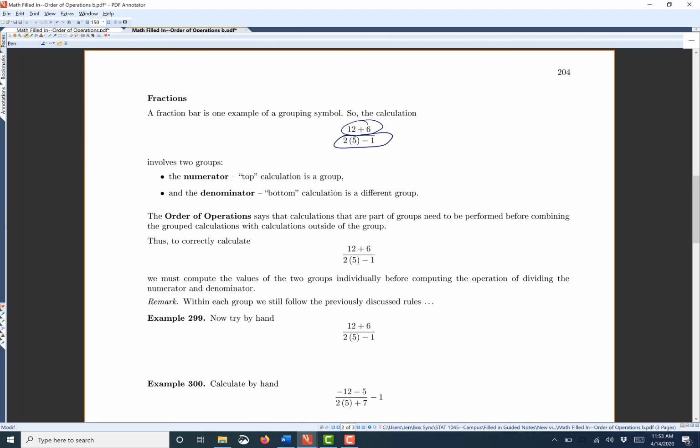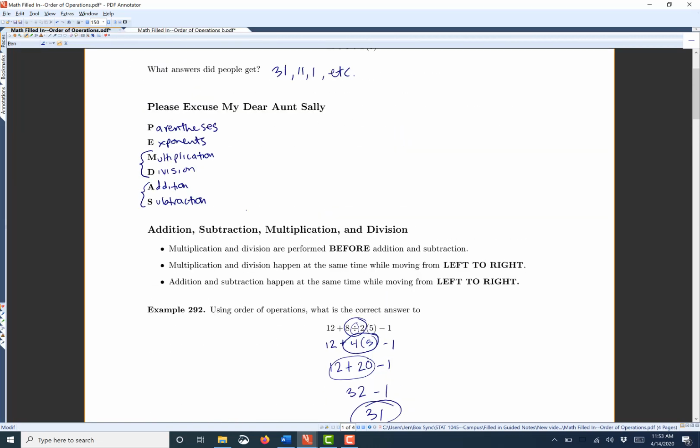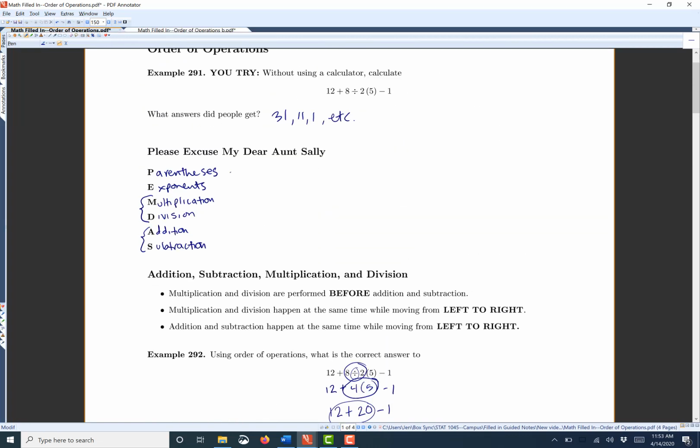So order of operations again says do everything in groups first before anything else. So we didn't write it before, but up above when we had, please excuse my dear Aunt Sally, we said parentheses, and it should say parentheses or any other grouping symbols. So let's go back to that first page to write it in. It should say parentheses and other grouping symbols. So in our case, that includes fraction bars.